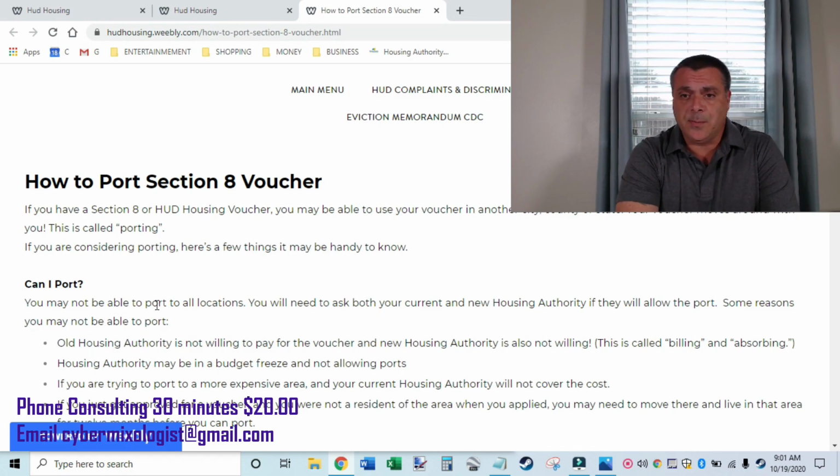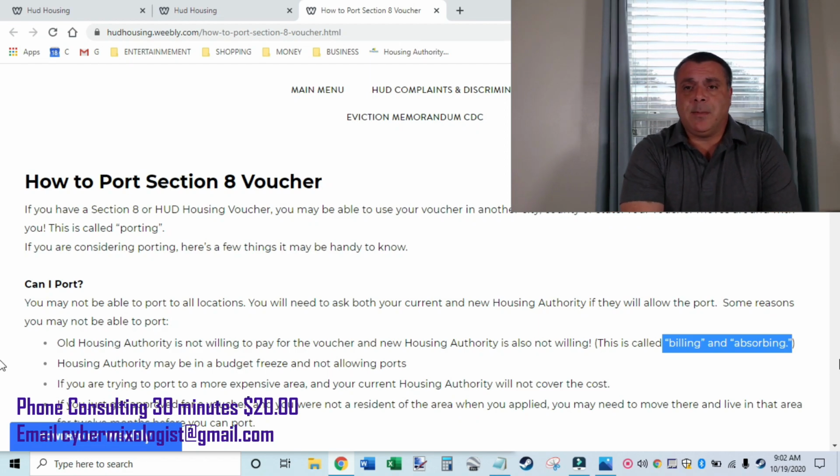Because what's happening here, and let me just show you, the process is called billing and absorbing. With the billing and absorbing process, the new housing authority is going to have to look at your income. When you move to a different town, there are going to be different rules for that housing authority. And they're going to look at the median area income all over again and whether or not you would meet that requirement. Now, typically, when you move to a different city, some housing authorities absolutely require you to have lived there 12 months prior to even being able to port your voucher, which makes the situation almost seem impossible.